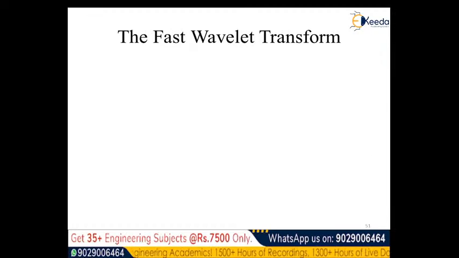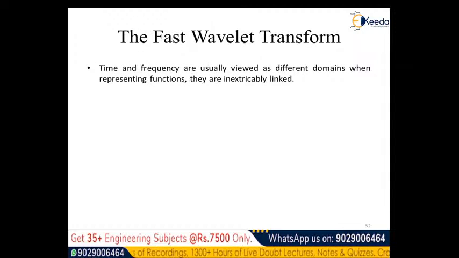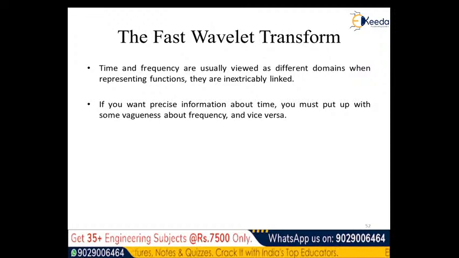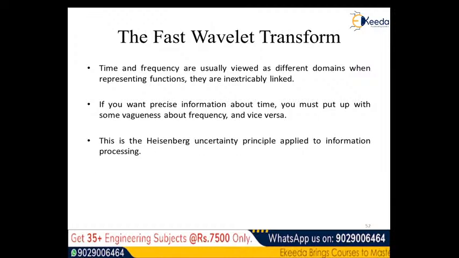So here time and frequency are usually used as different domains when representing functions, and they are inextricably linked. If you want precise information about time, you must put up with some vagueness about the frequency, and then you can set a trade-off. So this is the unwanted Heisenberg uncertainty principle applied to information processing. The same can be illustrated here with the help of the figure.